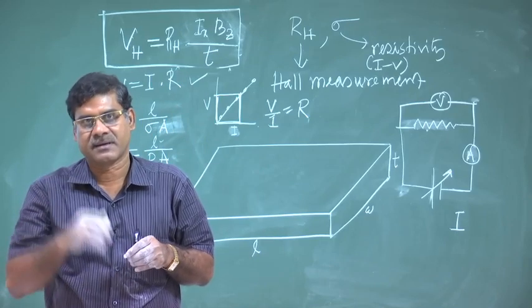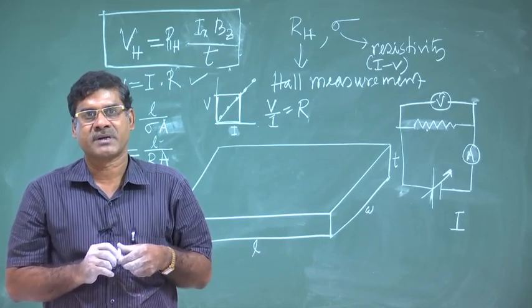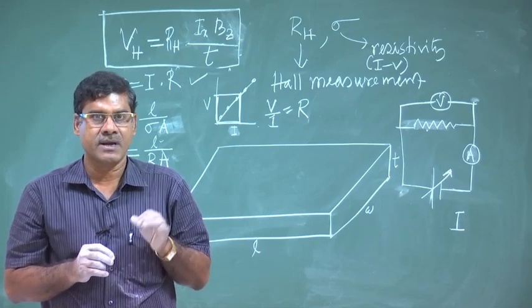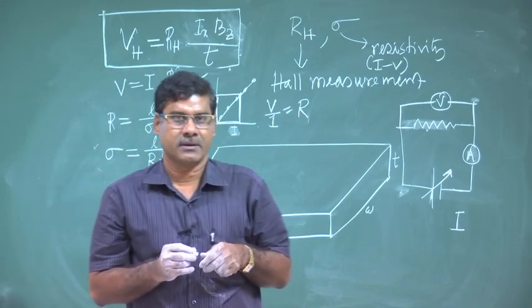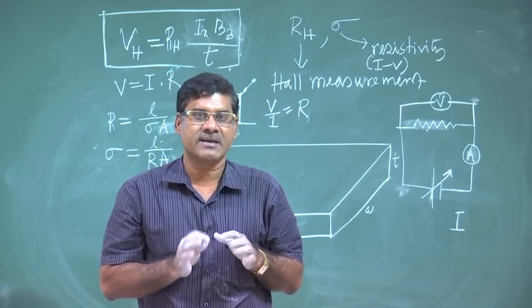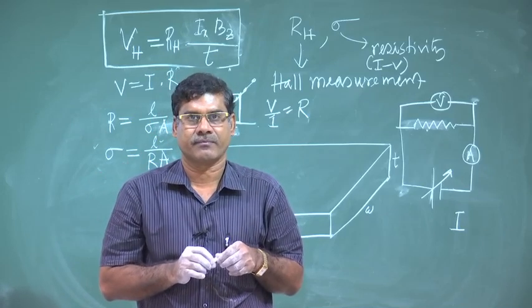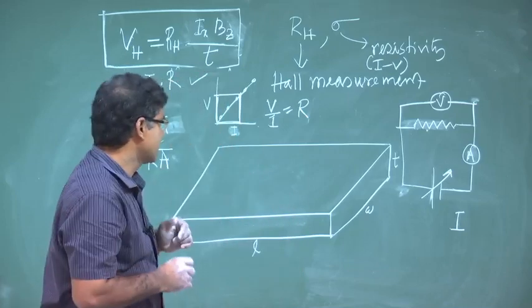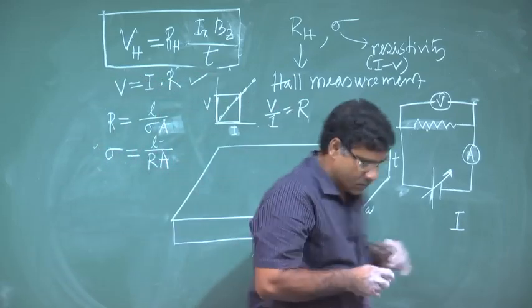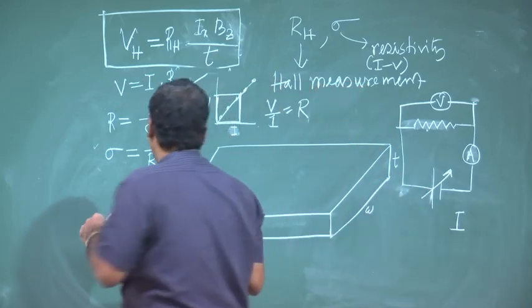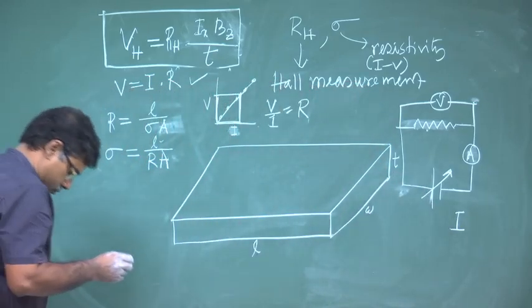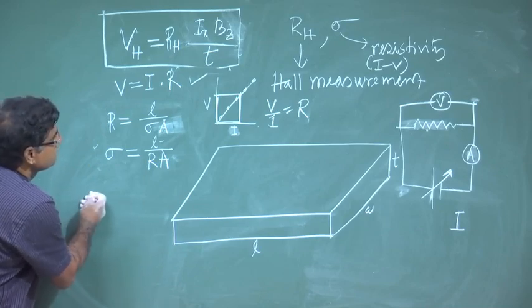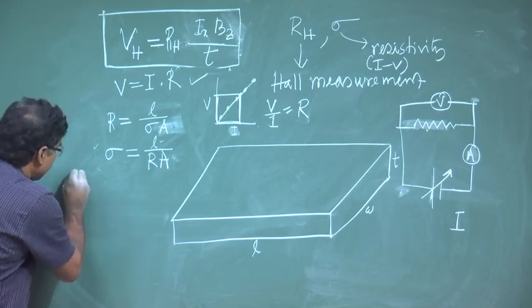It is in the microampere, nanoampere range. So, you need a very sensitive arrangement to measure the current and voltage. That is why there is a method called the 4 probe method. Yeah, 4 probe method.